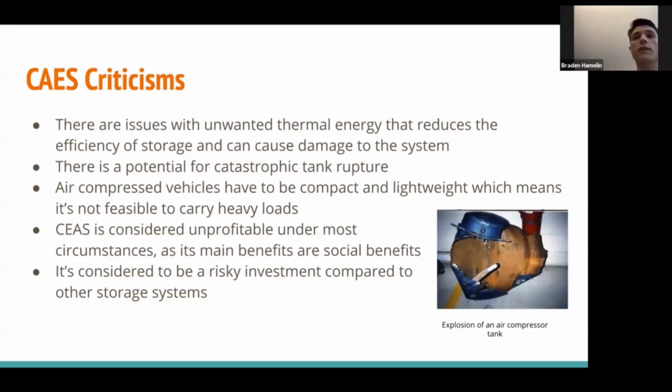Compression by nature increases heat, and sometimes it can do this to a level which can create a catastrophic tank rupture, which you can see in the bottom right corner. It's an exploded tank from a heat buildup that was not properly regulated.